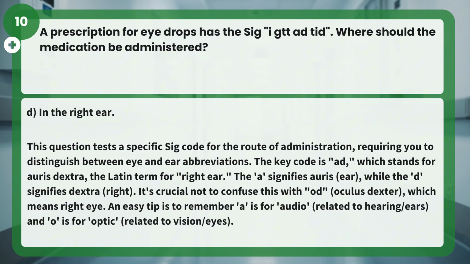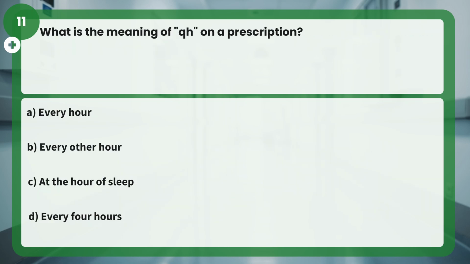Answer: D. In the right ear. This question tests a specific SIG code for the route of administration, requiring you to distinguish between eye and ear abbreviations. The key code is AD, which stands for auris dextra, the Latin term for right ear. The A signifies auris, ear, while the D signifies dextra, right. It's crucial not to confuse this with OD, oculus dexter, which means right eye. An easy tip is to remember A is for audio, related to hearing/ears, and O is for optic, related to vision/eyes.